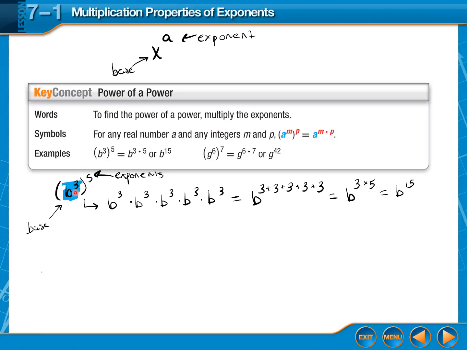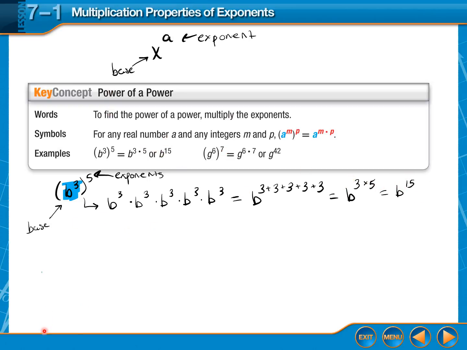Well, over here, there's a shortcut. Notice I have the 3 here and the 5 here. So what this rule is telling me is that when I have a power, like b to the third, and I raise it to another power, there's a shortcut. Instead of having to write it out 5 times and then adding the exponents, I can just simply multiply these two numbers together. B to the third is occurring 5 times, so I can do 3 times 5, which gives me 15. It's the same process as writing it out and then adding the exponents, but I can just multiply them together and get my new exponent.